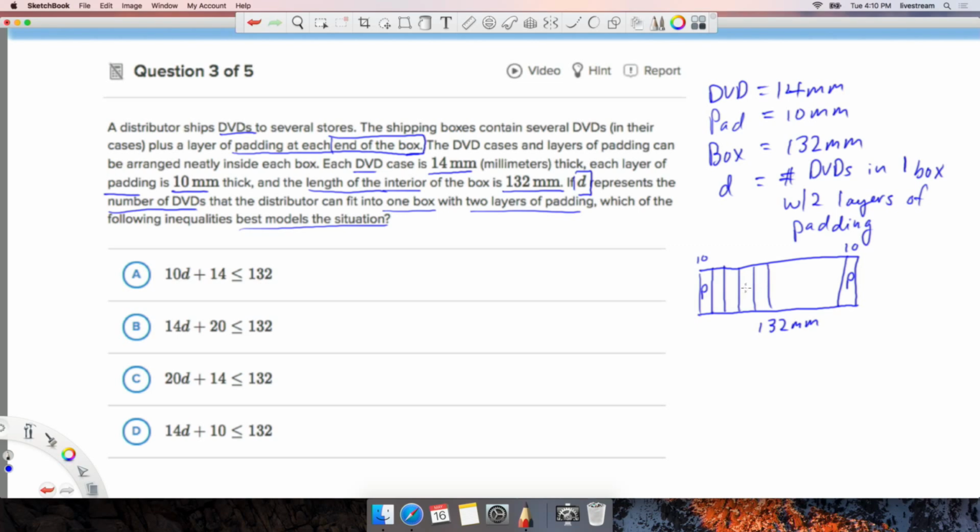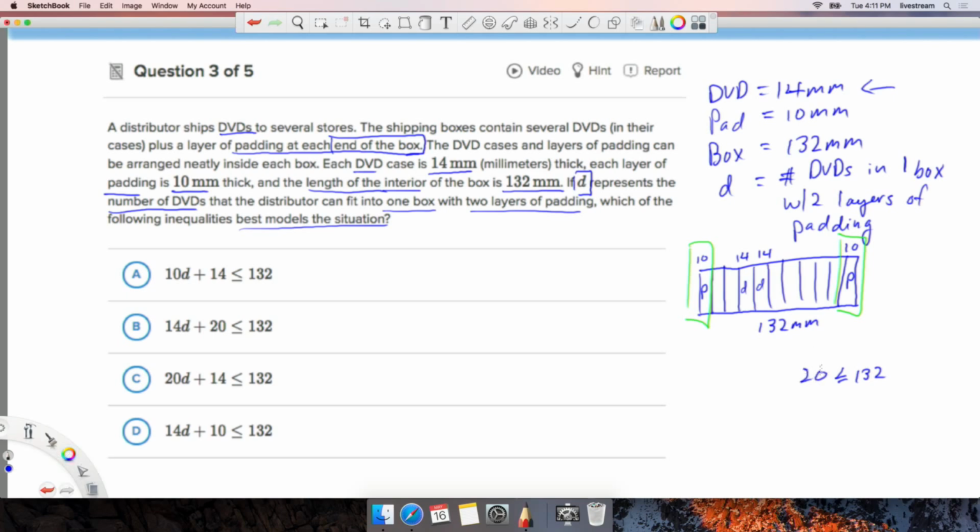And then within this, I've got a number of DVDs being put inside. And so these are all DVDs, and so on and so forth. And each of these is 14 millimeters based on what I have here. And so now with this diagram and these labels, I know that one side of the inequality is going to be 132 millimeters, since that's the size of the box. And it all has to fit within the box. And then I have the padding that I can work with. And so I've got this, and I've got this. And so that feels like something I can start with.